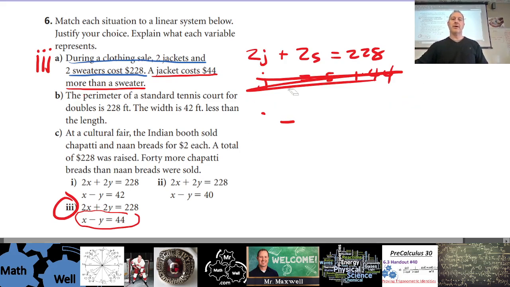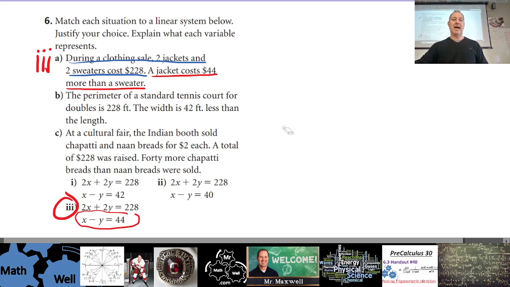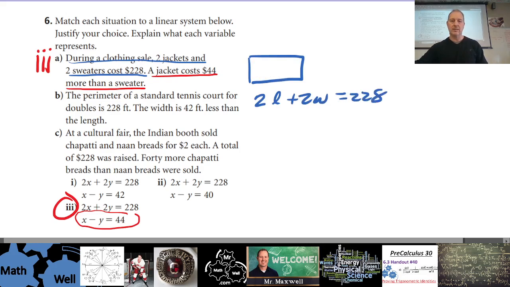The perimeter. Oh, we know what perimeter is. Adding up the lengths of all the sides of this figure, whatever it is, that's what the perimeter is. The perimeter of a standard tennis court, so that's a rectangle. For doubles, it's the widest one, is 228 feet. Okay, so that's going to be 2 times length plus 2 times width is 228. Okay, good. We have that in all 3 of them.